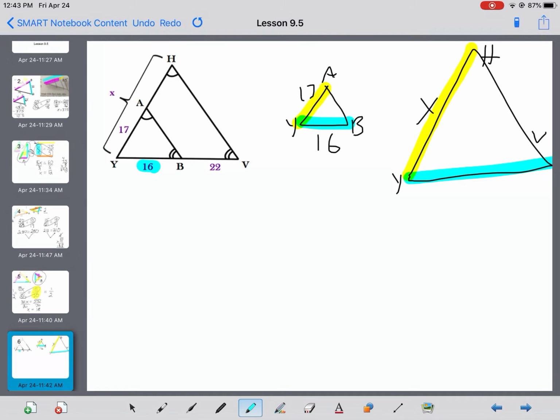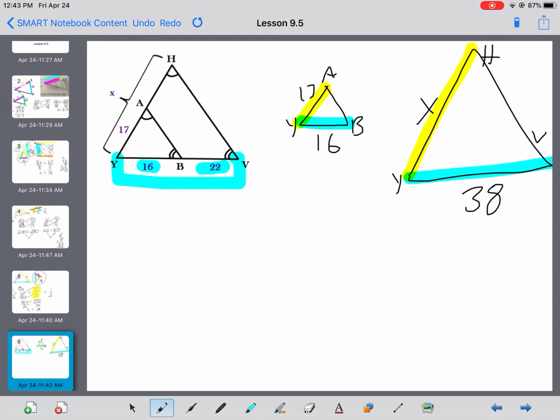If I go back to my original diagram, I can see that YB is 16, let's say centimeters, and BV is 22 centimeters. So I should be able to logically think that if I added those together, I would get YV. So then I end up with 38. Now we're really back to a problem that we did before. The only thing was that you had to separate out these triangles and do some addition.